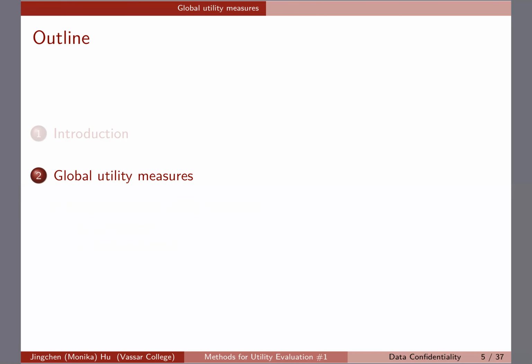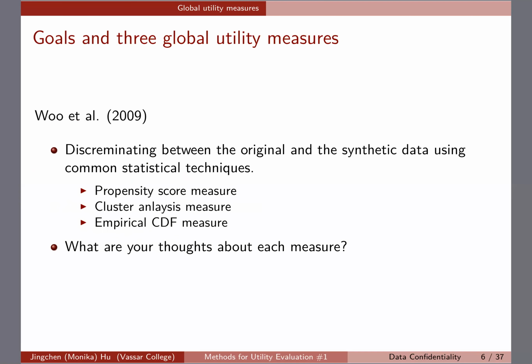All right, so this paper, 2009, the three global utility measures are the propensity score, the cluster analysis, and empirical CDF. The key, I think, of what they're trying to say at the beginning of their paper is that they're trying to use methods to differentiate or discriminate between the original and the synthetic. And that is a natural idea. Like, I now have a synthetic data set and I want to see how good my utility is. One way to think about it is whether I can discriminate between those two using certain statistical techniques. So the three that they talk about are all available to do that.